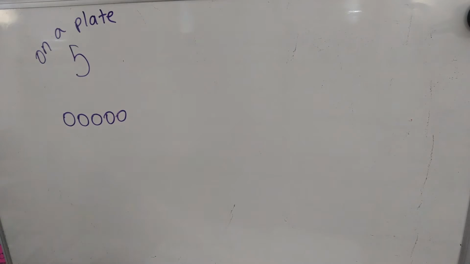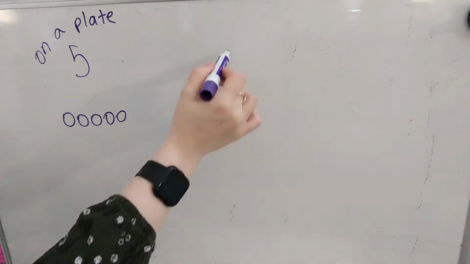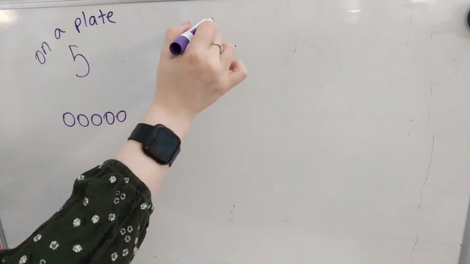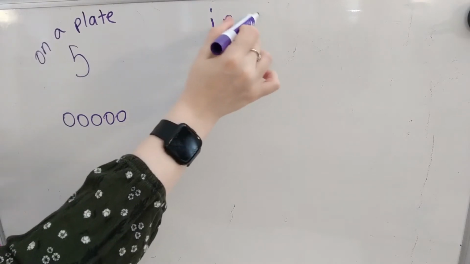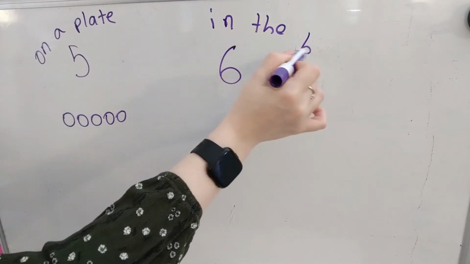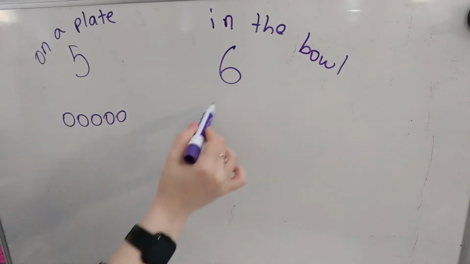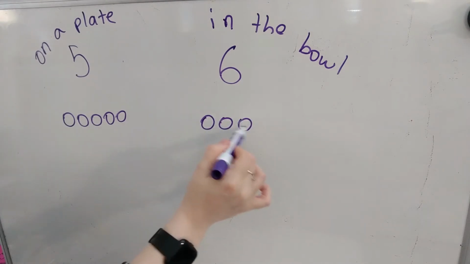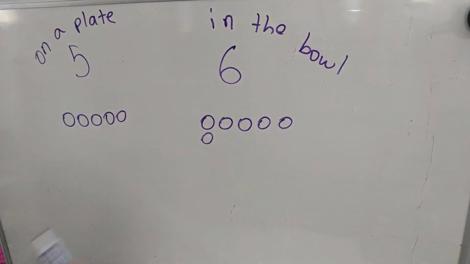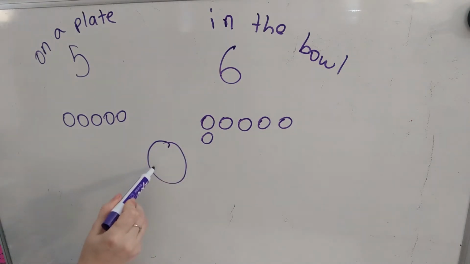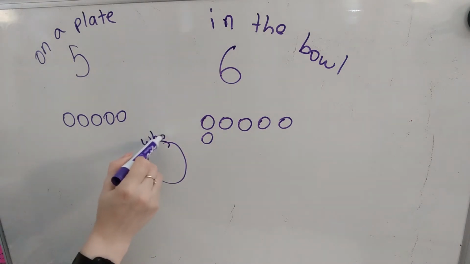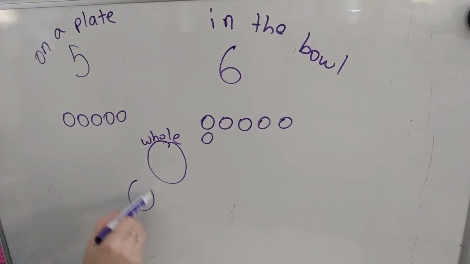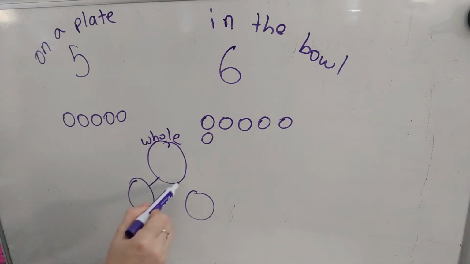Then it says 6 avocados are in the bowl. It's telling us 6 avocados are in the bowl. And I'll draw my 6. 1, 2, 3, 4, 5, 6. Now if I wanted to represent this story using my number bond, again I would draw my 1 circle. This is for the whole. And 2 more circles. These are my 2 parts.